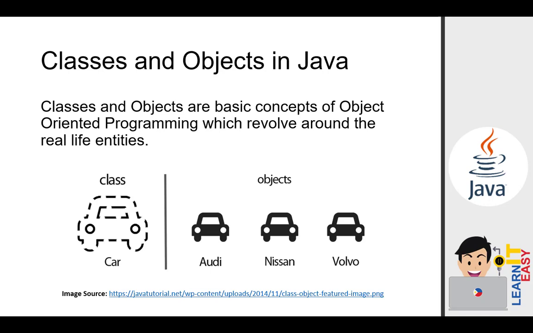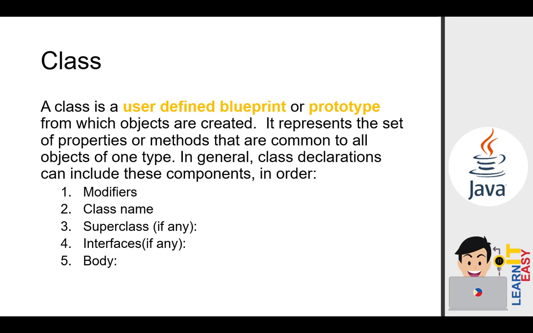Today, we will be discussing the last phase of our Java tutorials, which is the object-oriented concept. Once na natutunan ninyo ang konsepto ng object-oriented programming, di na kayo mahihirapang mag-adapt sa ibang language na aaralin nyo pa in the future. So, let's dive in. A class is a user-defined blueprint or prototype from which objects are created. It represents the set of properties or methods that are common to all objects of one type.